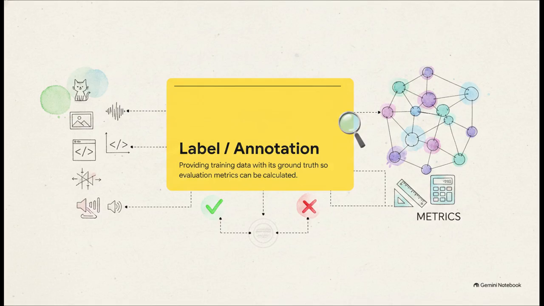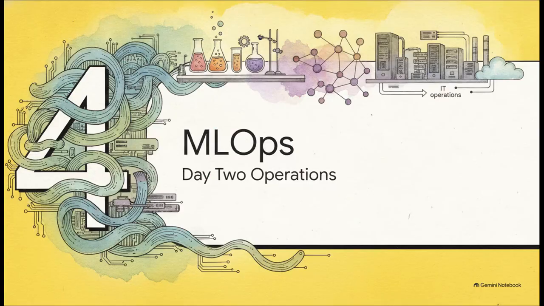Think about it logically. How can you possibly calculate accuracy, precision, or recall if you don't actually know which historical files are truly malware and which are clean? You literally can't. The quality of your model's evaluation is entirely dependent on the humans or the systems that accurately tagged this foundational data.